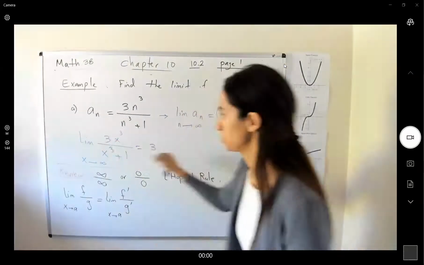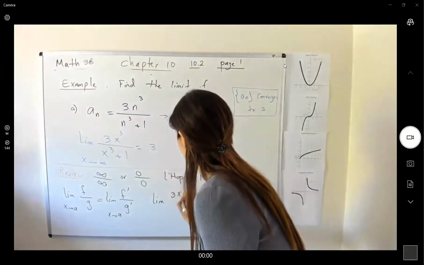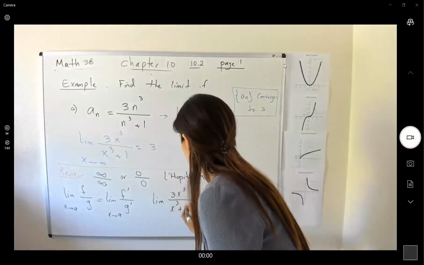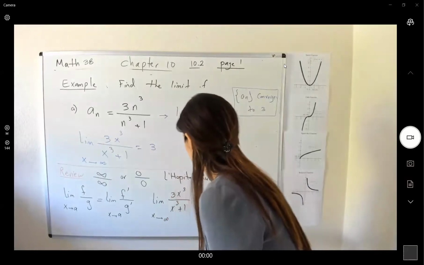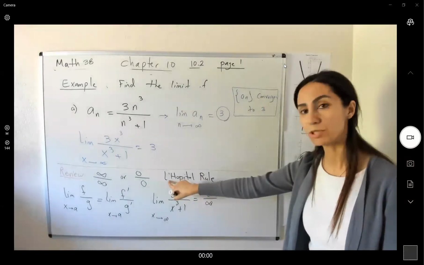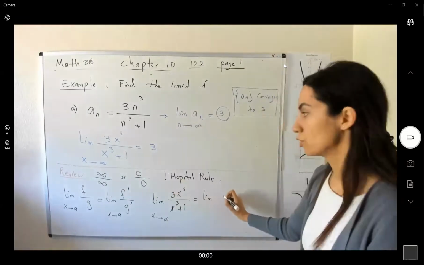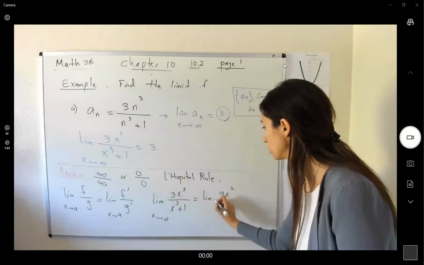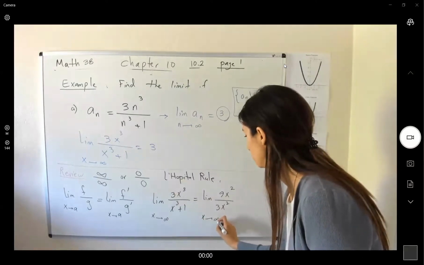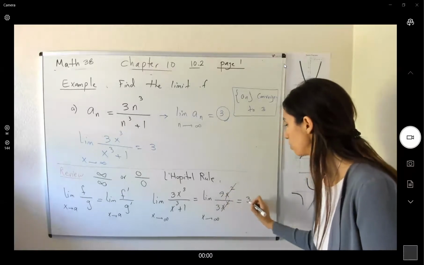So, take a look at this function. Here you have the limit of 3x cubed over x cubed plus 1, as x goes to infinity. This is infinity over infinity. So we can apply L'Hopital's rule and take the derivative of the numerator and the derivative of the denominator. You get 9x squared divided by 3x squared, as x goes to infinity. You can cancel out x squared and x squared. 9 divided by 3 is equal to 3.